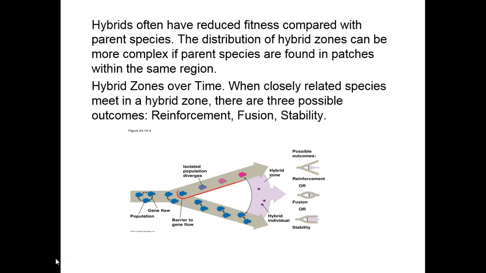So with reinforcement, what you have is kind of a middle path, and you see the image at the bottom, where the two different species diverge, you have a third one coming down the middle. With regard to fusion, you have the two species diverging and then coming back together on the other side, and then you have stability, where you have kind of a blending of the two different types.